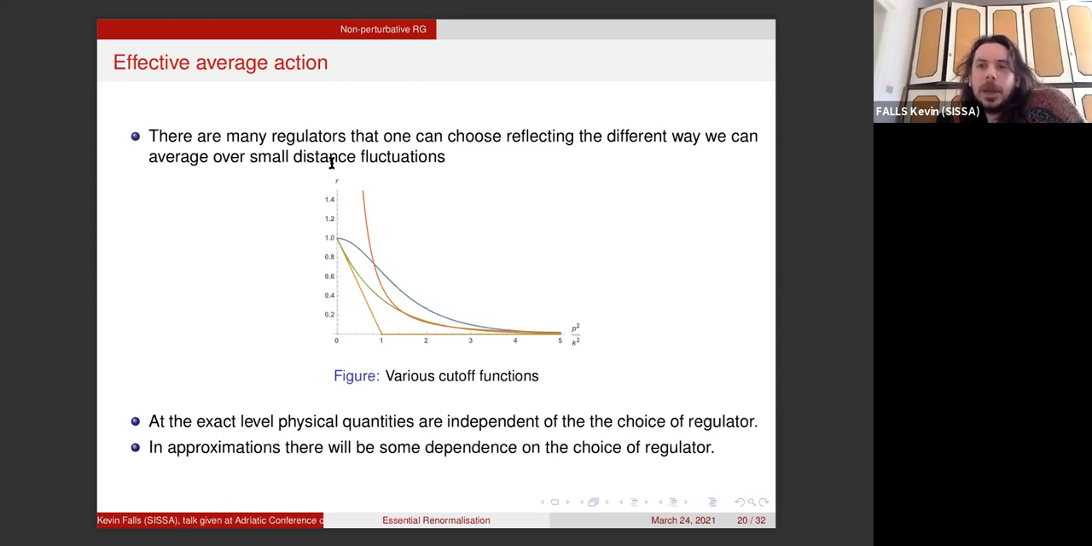But obviously, when you make approximations, then this choice of the regulator becomes important. And this is where you have the technical problem of trying to find, okay, you make some approximation, you're expanding somehow. And for different regulators, the radius of convergence of this expansion could be zero, it could be finite, and you have to choose a good regulator to actually get good physical results. So this is the technical thing you have to do when you use this method.